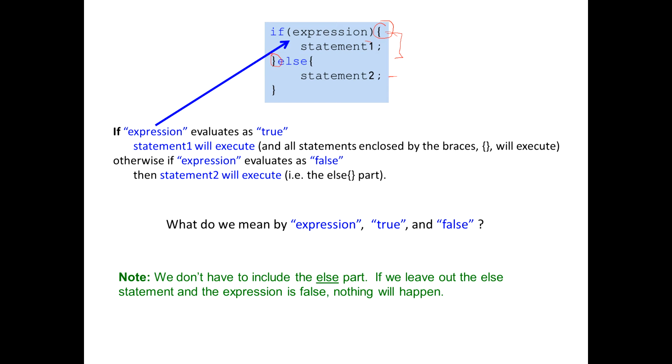Okay, so we will next look at what we mean by an expression and what we mean by true and false. Also note that this else part, we don't have to include it. We could just delete this out, where you'd only have if, expression, the statement, and the closing curly brace. In this case, if the expression turns out to be false, since there is no statement to run, nothing will happen.